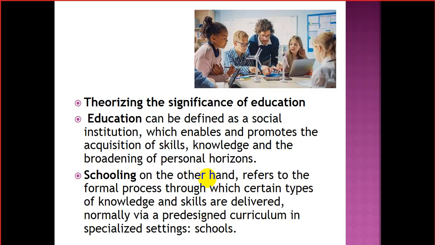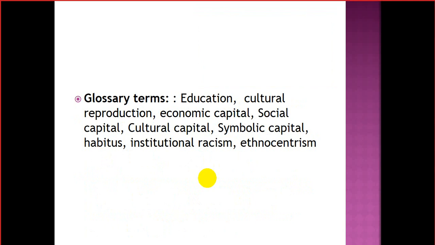In many societies, it is a mandatory requirement for all young people up to a specified age. So, glossary terms: education, cultural reproduction, economic capital, social capital, cultural capital, symbolic capital, habitus, institutional racism, ethnocentrism. I added those. Somebody of us asked me about forms of capital. There is Bourdieu. Please repeat.